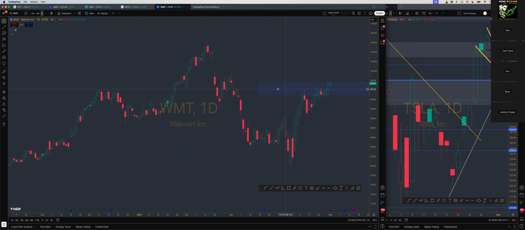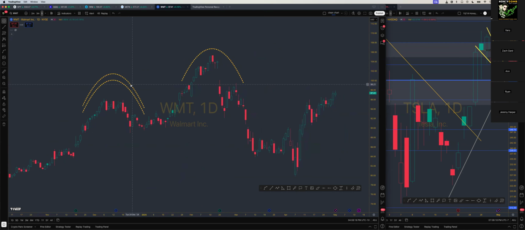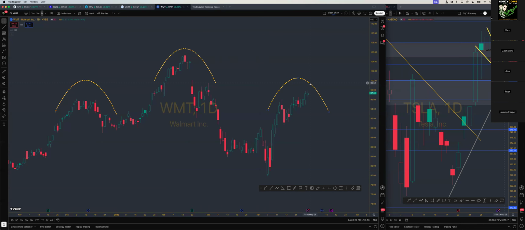And looking at Walmart here, this appears to be a possible head and shoulders pattern. So we have to get over this to really have some headway. So that is what I'm looking for.